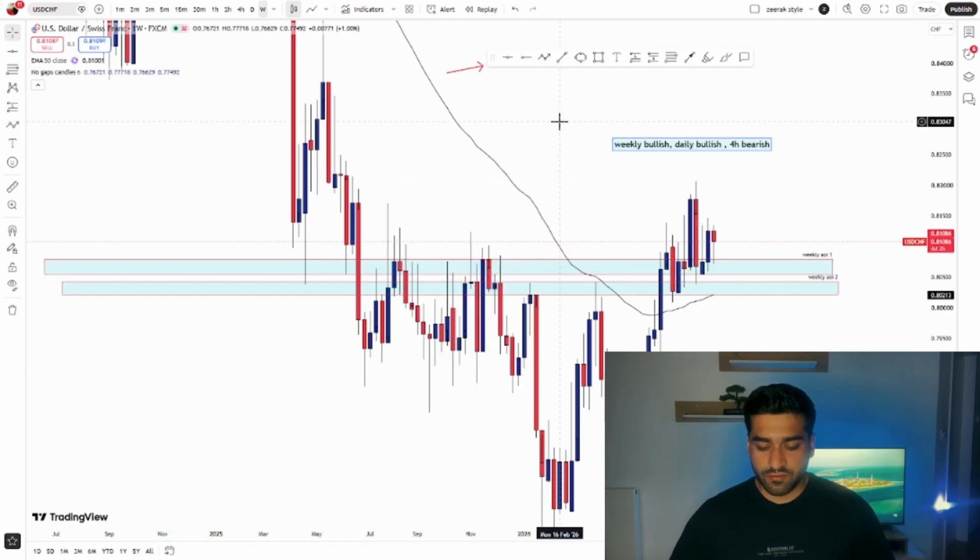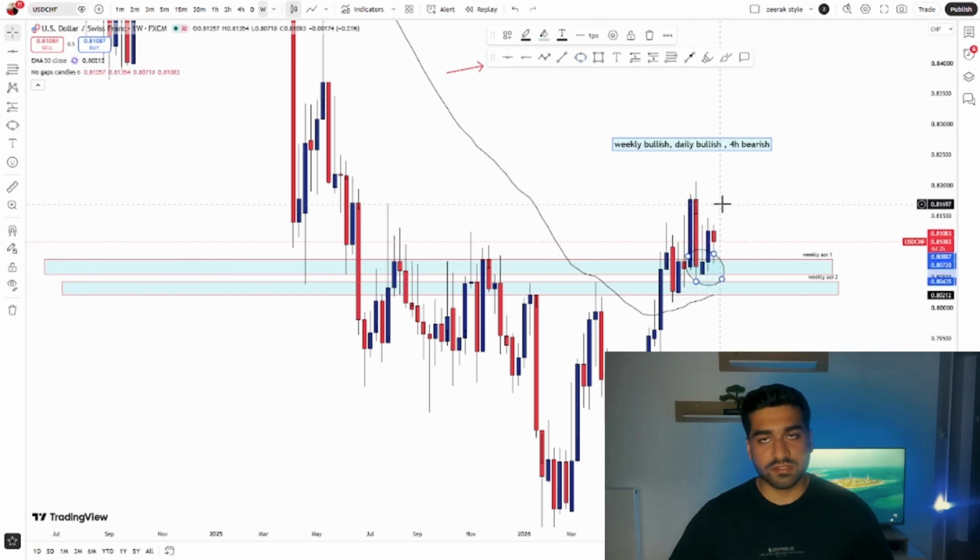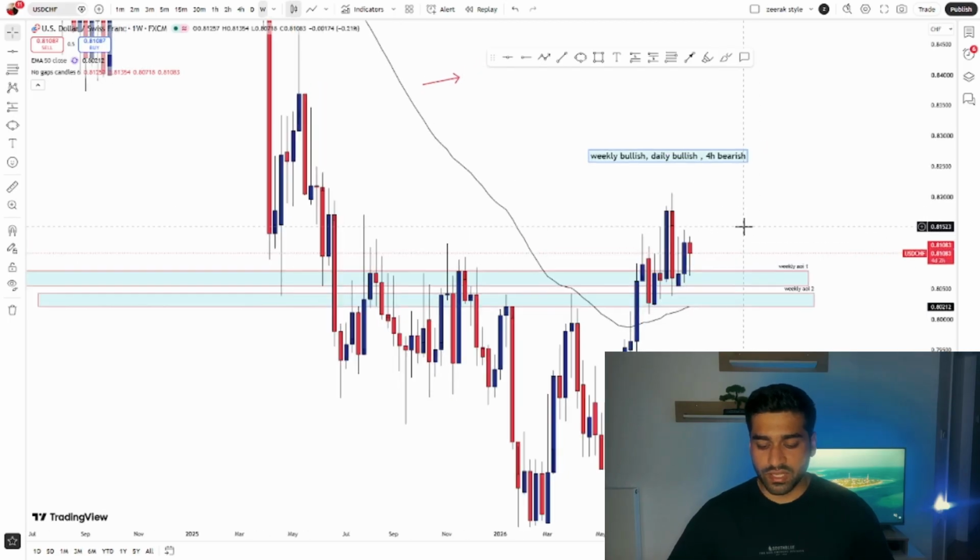So what we are waiting for, we are waiting for the price to come here and reject and go to the upside. And here you can see it clearly. The price came here and we rejected this area, and price is currently going to the upside. So okay, we found the weekly area of interest.